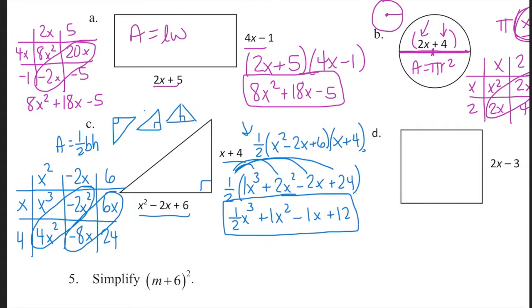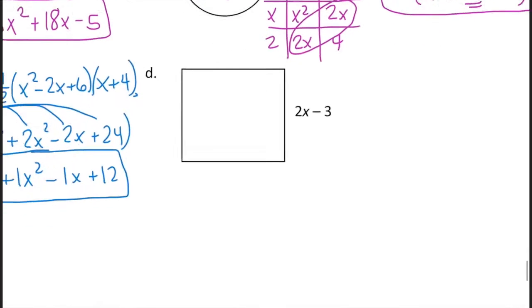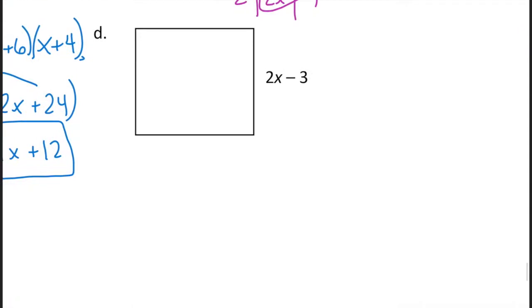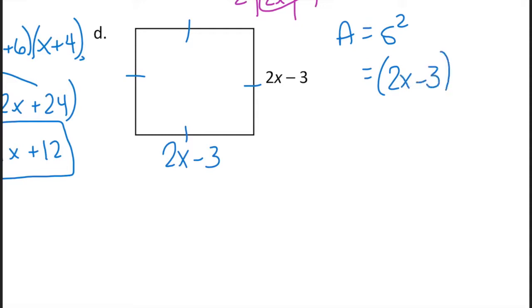All right. And then we go to problem D. Problem D is only giving us one side. I'm going to assume then that this is a square because otherwise I can't do the problem. If it's a rectangle, I don't know what the length is. So we're just going to assume that it is a square, which means the area of a square is side squared. So (2x - 3) squared.